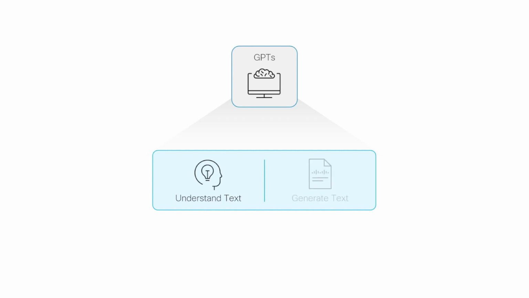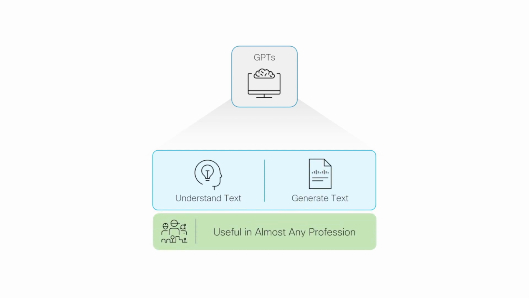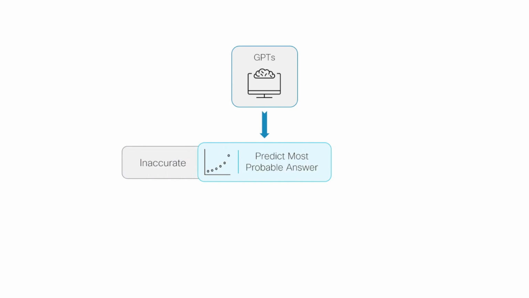Generative Pre-trained Transformers, or GPTs, are exceptionally good at understanding and generating human-like texts, making them useful in almost any profession. However, GPT systems predict the most probable answer, which might be inaccurate or even false. This phenomenon is called hallucination.